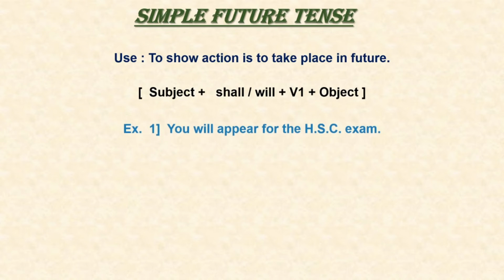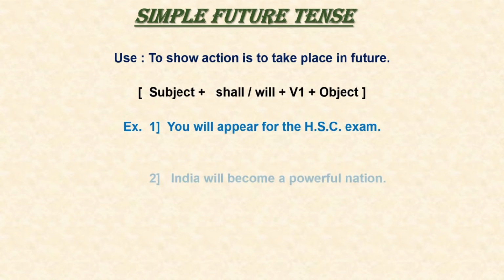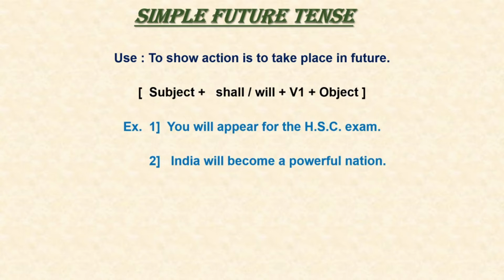Look at the example. You will appear for the SSC exam. Friends, okay, you are studying in 12th standard or 11th standard. But this year or next year, you are going to appear for the SSC exam. So this action of appearing is going to happen in future. Second, India will become a powerful nation. We just hope that this action of becoming a powerful nation will take place in future.